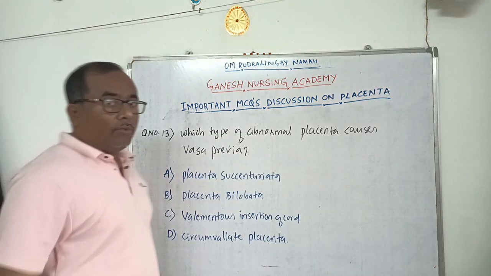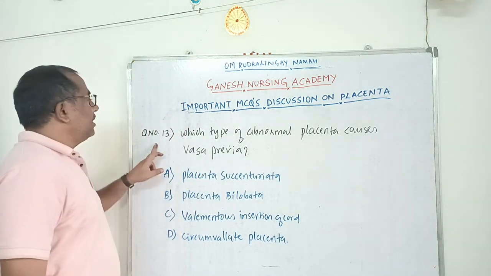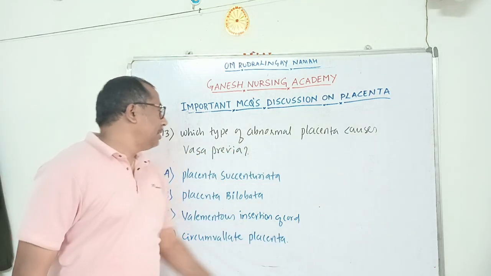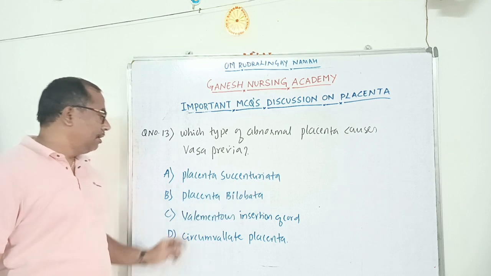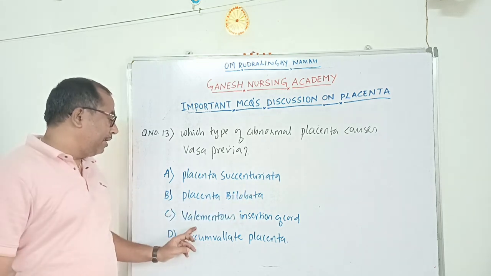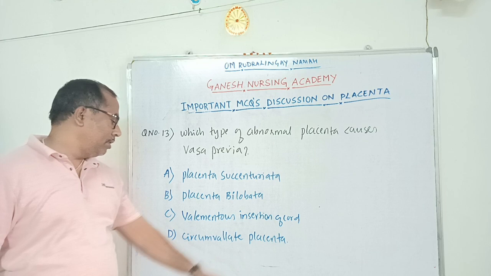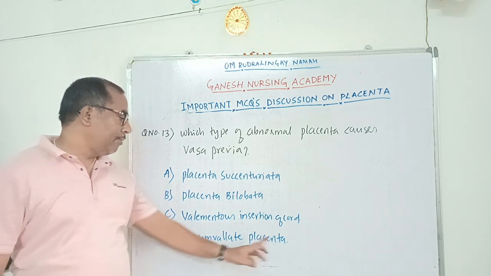Okay, dear students, let's see the next question. Question number 13. Which type of abnormal placenta causes vasa previa? Option A, placenta subcingulata; option B, placenta bilobata; option C, velamentous insertion of cord; and option D, circumvallate placenta.